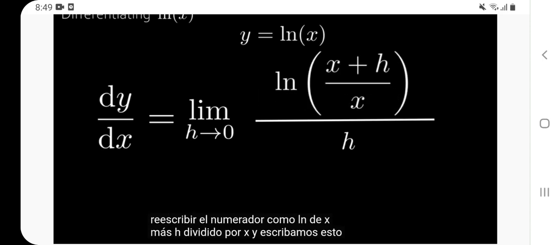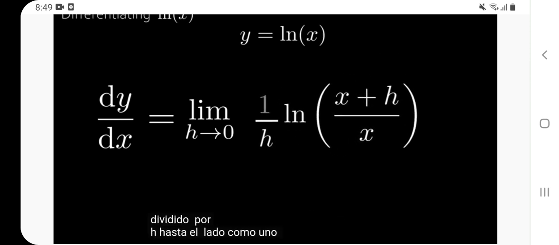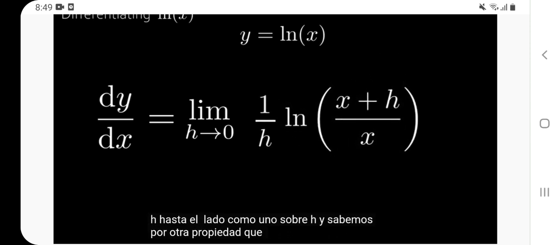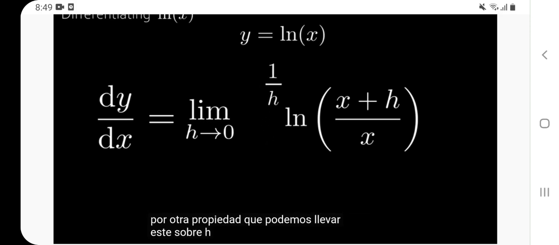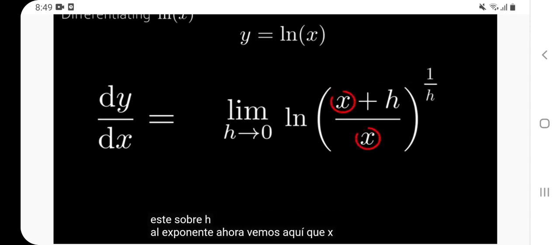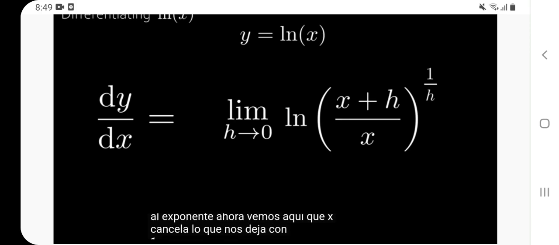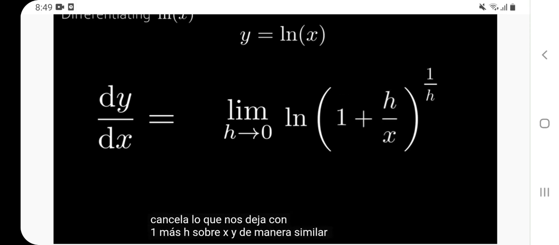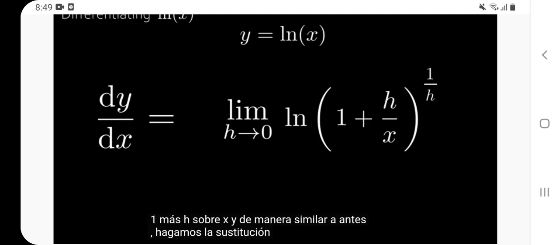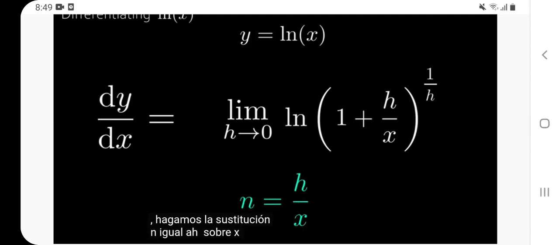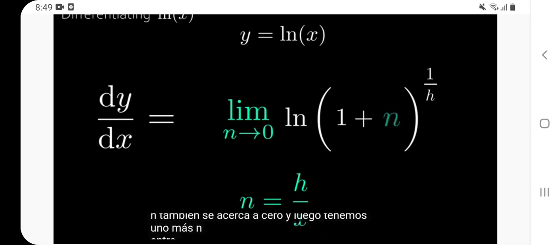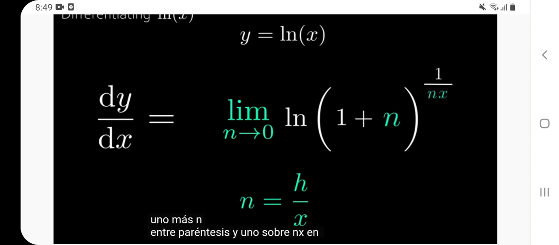And let's write this divided by h to the side as 1 over h, and we know from another property that we can bring this 1 over h to the exponent. Now we see here that x cancels, which leaves us with 1 plus h over x. And similarly to before, let's make the substitution n equal to h over x. So first we change the limit as h approaches 0 to the limit as n approaches 0, because when h approaches 0, n also approaches 0. And then we have 1 plus n in the bracket and 1 over nx in the exponent.